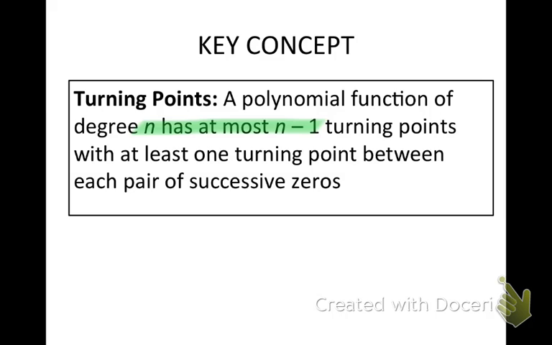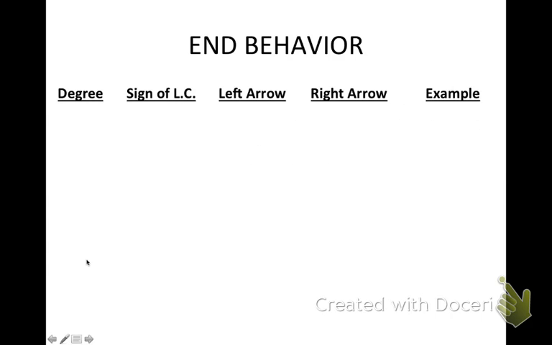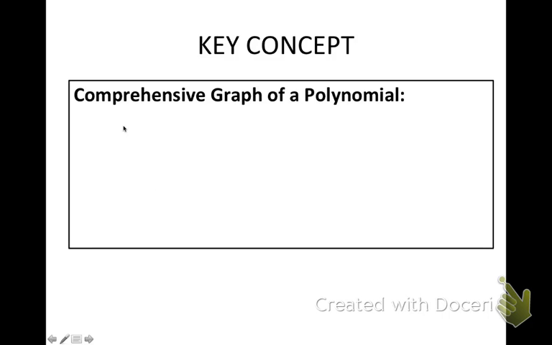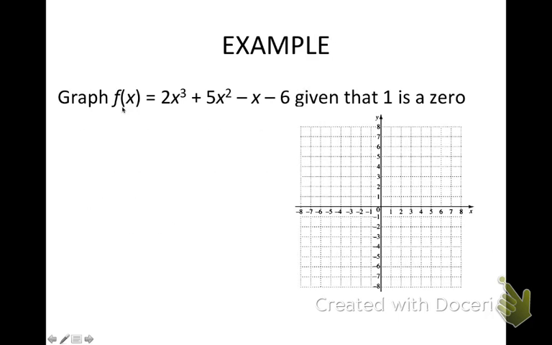All right, you ready to do some graphing? Let's do some real graphing now. Here we go. Skip this. We went through all that. Ignore that. That's what we did on our own. Don't even write this down. Let's go ahead and just graph it. Here we go. First graph. F of x equals 2x to the third, plus 5x squared minus x minus 6. And we were given that 1 is a 0.